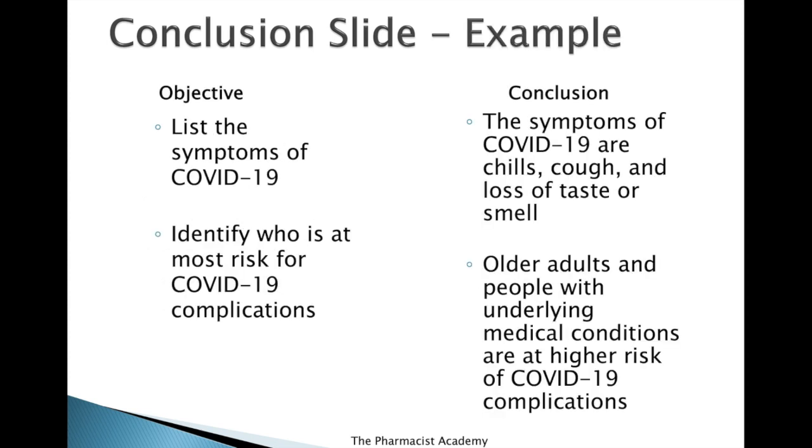So assuming that for your objective slide, you said, list the symptoms of COVID-19. So at the end of this presentation, you should be able to list the symptoms of COVID-19. For your conclusion slide, you should have a bullet that complements that objective. So the symptoms of COVID-19 are chills, cough, and loss of taste or smell. And then let's say for the next bullet in your objective slide, you have identify who is at most risk of COVID-19 complications. And for the conclusion slide, you include this in there. So older adults and people with underlying medical conditions are at high risk of COVID-19 complications. So something just like that.